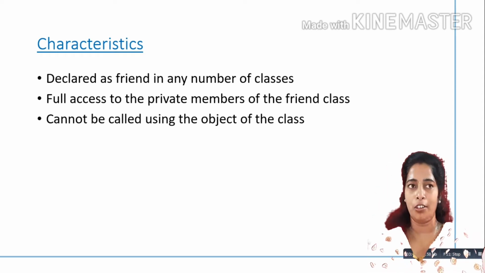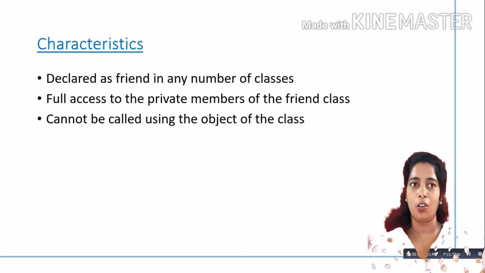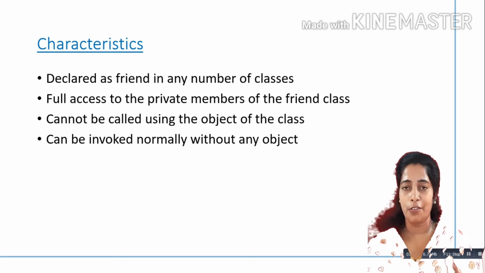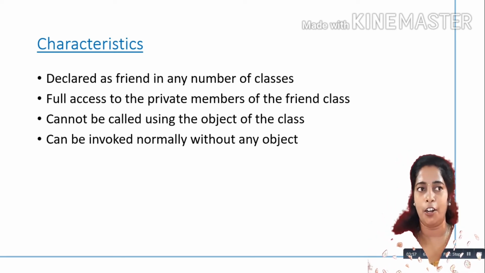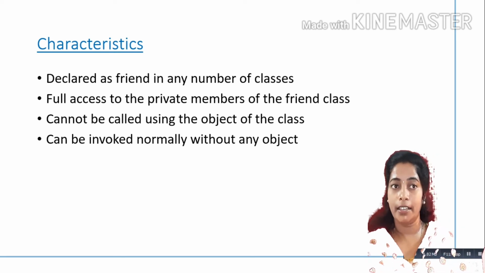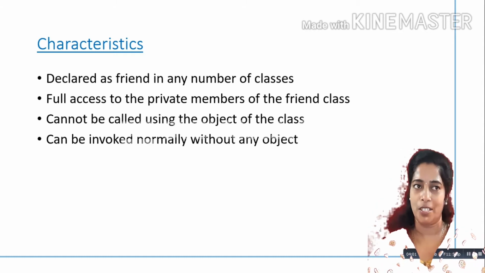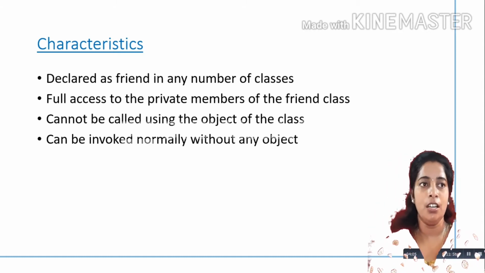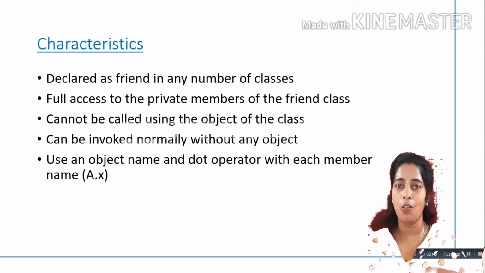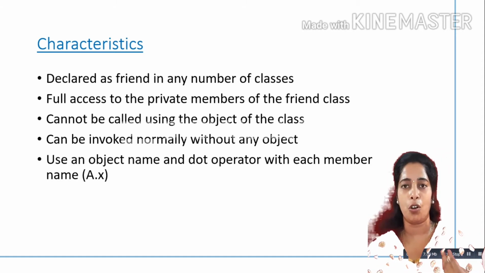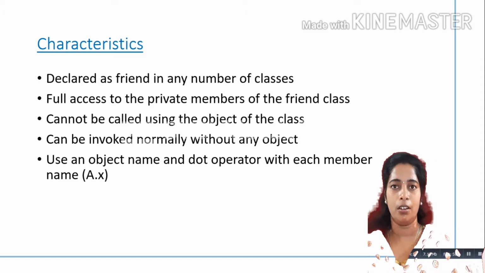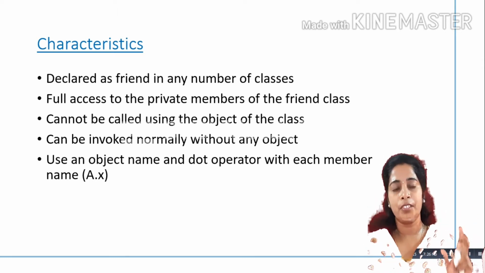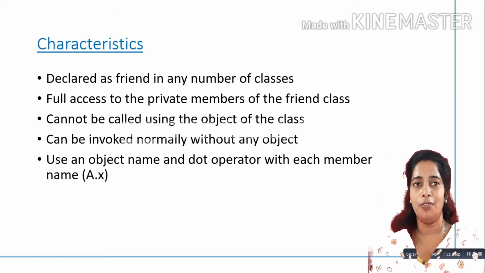But this is very important: a friend function cannot be called by using the objects of the class. It cannot be invoked by an object. It can be invoked normally, without any object. So how do we call it? We can pass the object as an argument to the friend function. This line is very, very important. We can pass the arguments to the friend function.